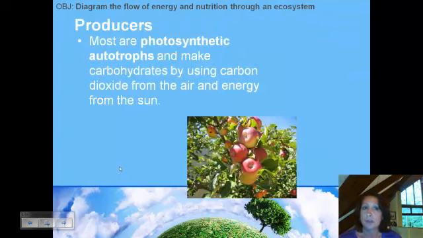Okay, so if we start with the producers on that energy flow there, they're photosynthetic autotrophs, meaning that they can use the photons of light from the sun and synthesize or make their own food. And they're autotrophs because they're auto, they can do it themselves, autotrophic. So they make carbohydrates from carbon dioxide from the air and energy from the sun. And so we call that group the producers.